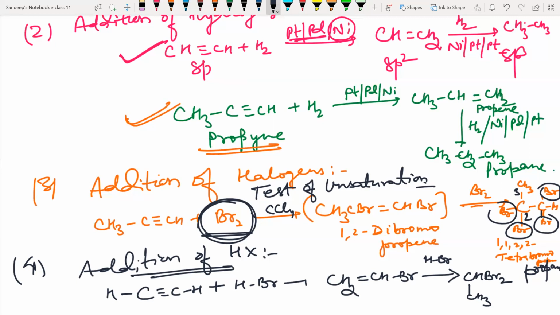So it forms geminal dihalide. Geminal means both the bromine groups are on the same one carbon. So it is called 1,1-dibromoethane.